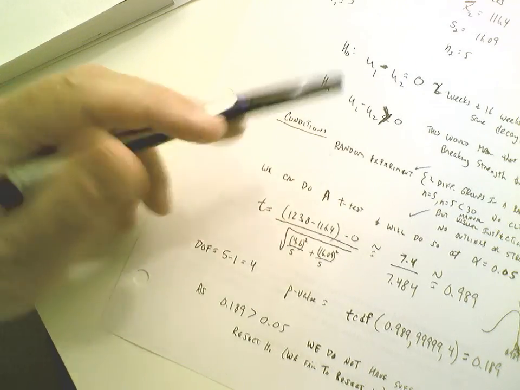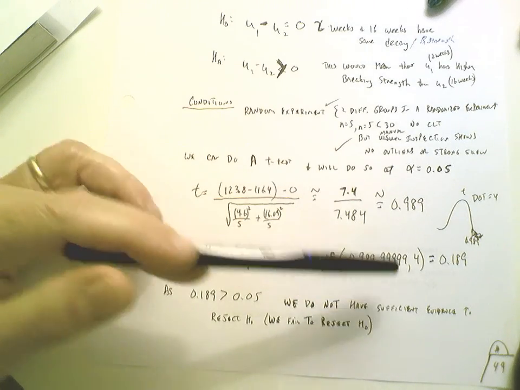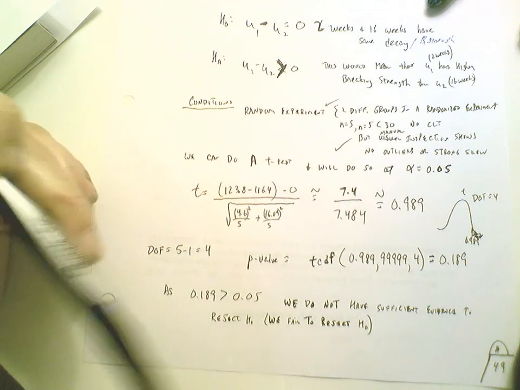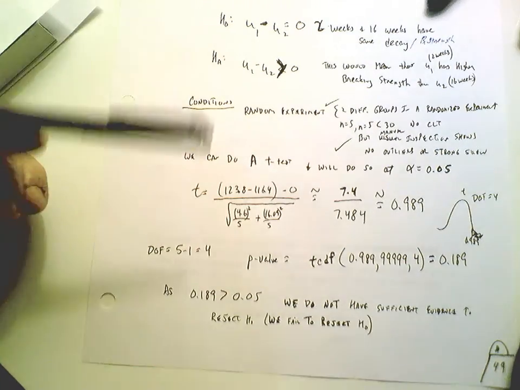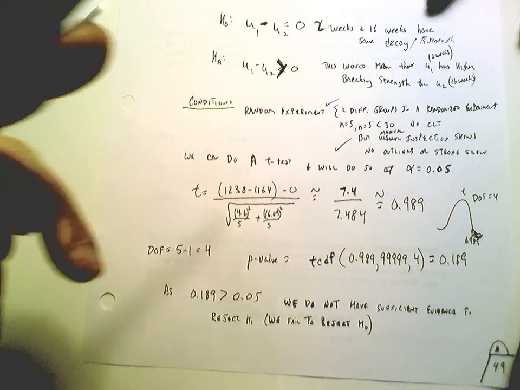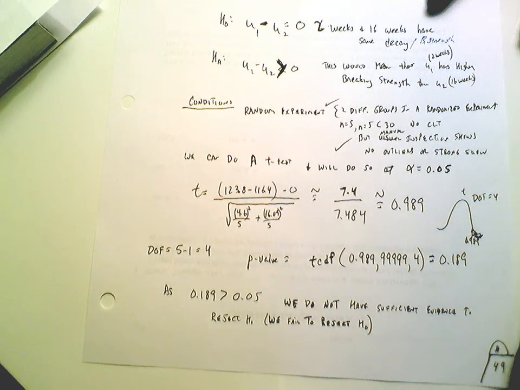Since that value is much greater than 0.05, I don't have sufficient evidence to reject H0. I'm going to fail to reject H0. I do not have significant enough evidence to believe that the decay rate is any different between the 16 weeks and the 2 weeks. And that's kind of how we would work our way through this problem.